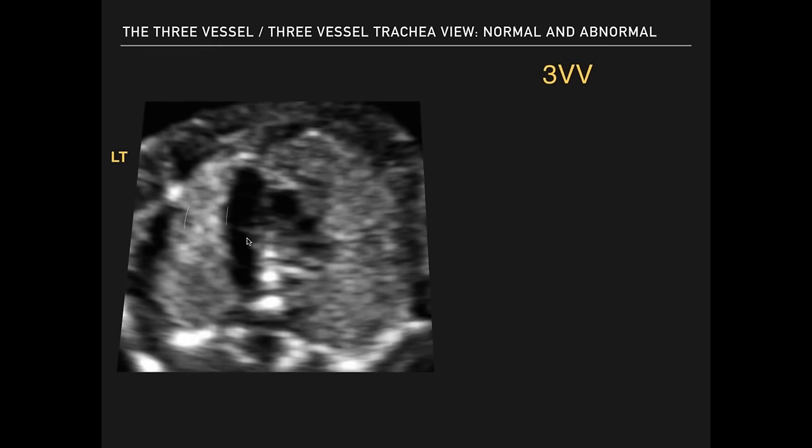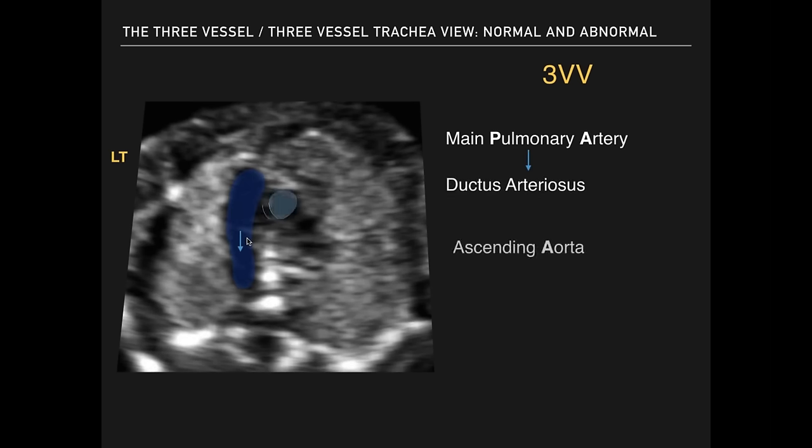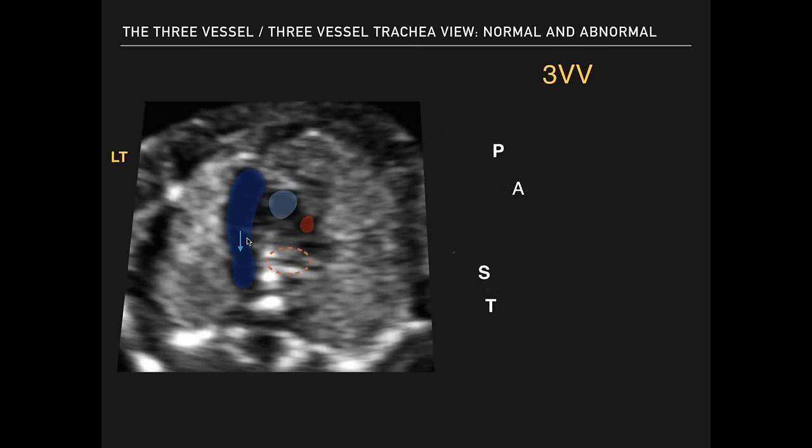So just reviewing the anatomical components of the three vessel view. Here we have the main pulmonary artery, which continues to the ductus, the ascending aorta. We have the superior vena cava, as well as the trachea. Now, in order to remember this better, we could call this PAST. So the pulmonary artery, aorta, SVC, and the trachea.